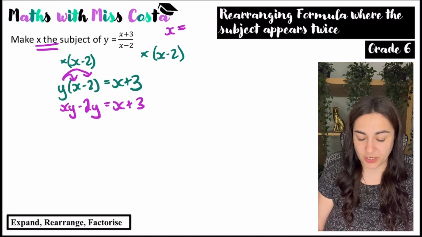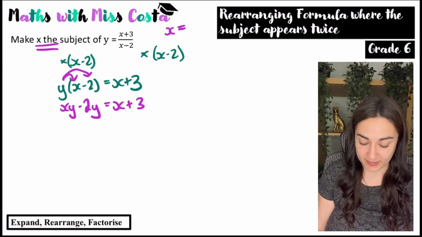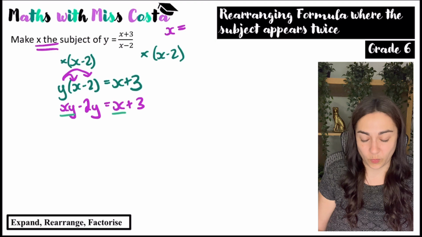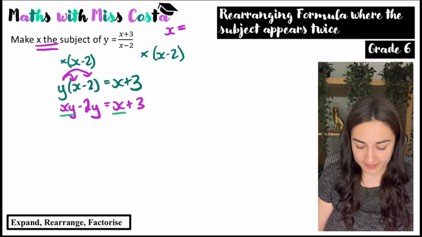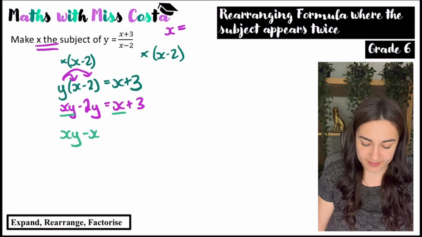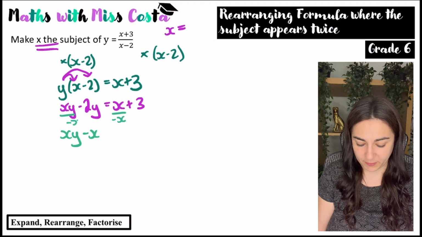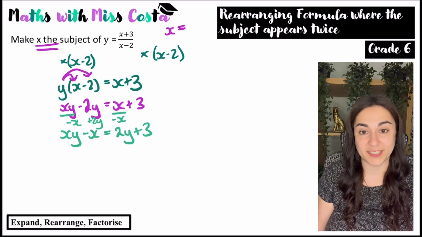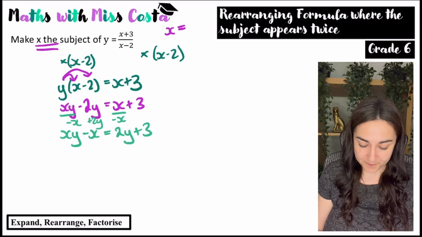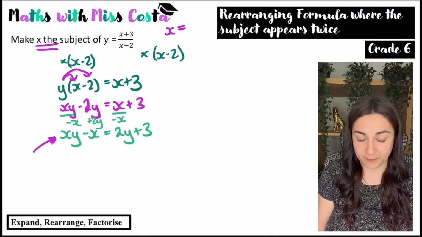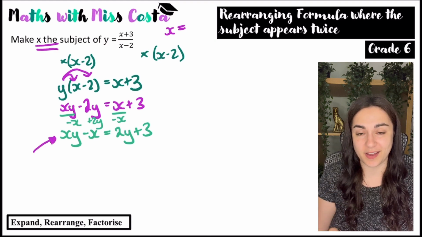And then what I can do, because I've got x on both sides of the equation, is move it so that x's are all on one side and any other terms are on the other side. So I could say xy take x, because I've taken x from both sides, must equal, and then I add 2y to both sides, 2y plus 3, or 3 plus 2y, it doesn't matter because they're being added. And then what I do is I factorise, because I've got two terms that have x in them.